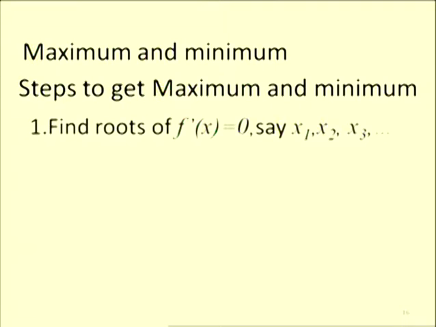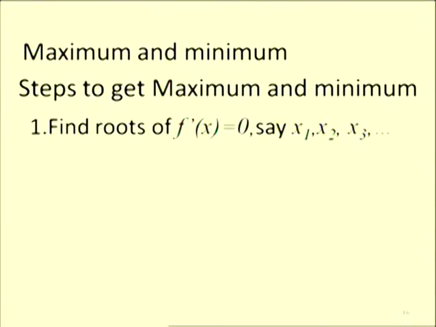The first step is to find the roots of f dash x is equal to 0. So we find the derivative of f x, that is f dash x, and we find the roots of f dash x. Let us say these roots are x1, x2, x3, like that. As we have seen in the figure, there are 5 points for which f dash x is equal to 0. So here we will get certain points where f dash x is equal to 0. These are the points where either the function will be minimum or maximum. So let us see how to get at which point the function is maximum or minimum.